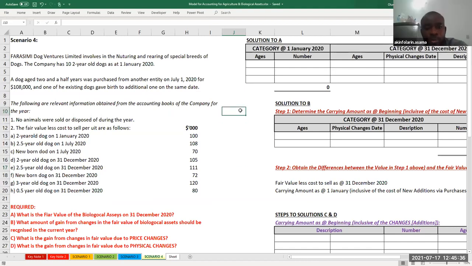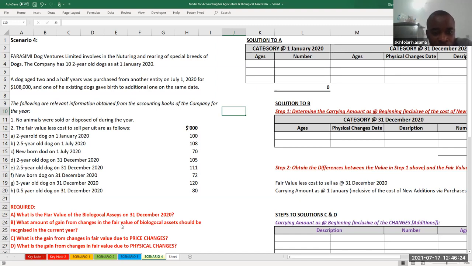Okay, scenario 4 now. Farasimi Dog Ventures Limited is involved in the nurturing and rearing of special breeds of dogs. The company has 10 2-year-old dogs as at 1st of January 2020. A dog aged 2.5 years was purchased from another entity on July 1st, 2020 for $108,000, and one of the existing dogs gave birth to an additional one on the same date.